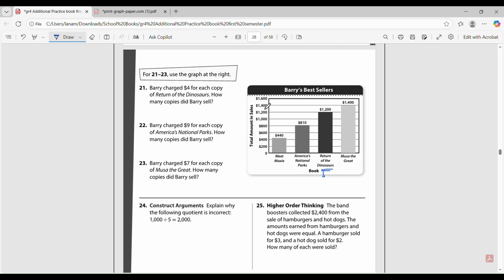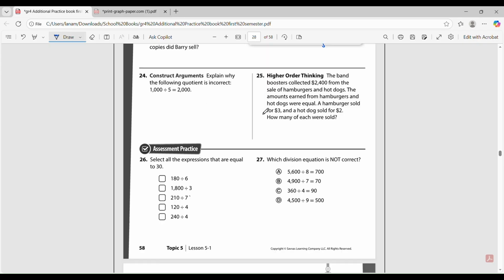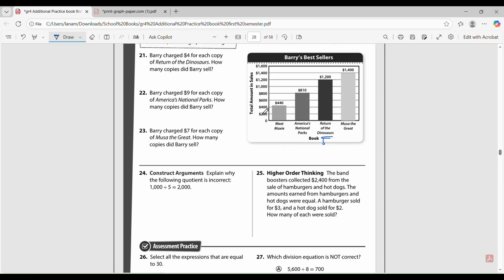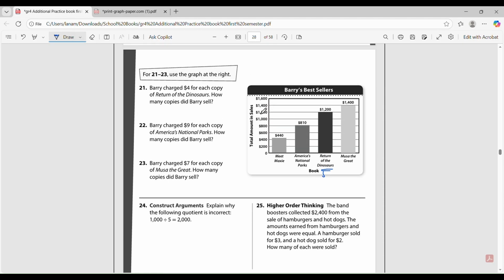Hello everyone. In this video, I'm going to answer the questions we have on page 58. Now, in questions 21, 22, and 23, we have a bar graph that we need to look at in order to answer the questions. Question number 21.